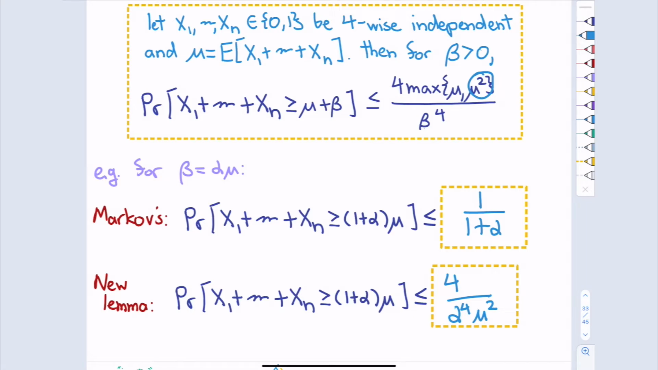And what we're seeing here is a couple things. So what are some qualitative differences? Don't worry too much about 4 in the numerator. It's obviously relevant. So one thing is that in the second version, as the average gets bigger, the odds go down rapidly at a rate of mu squared. Okay, so Markov's inequality, we don't benefit from a large average.